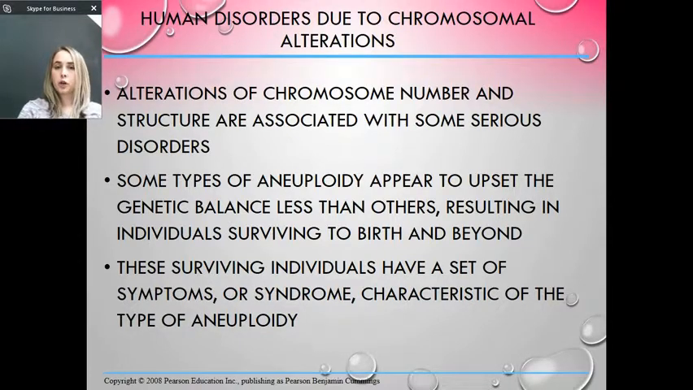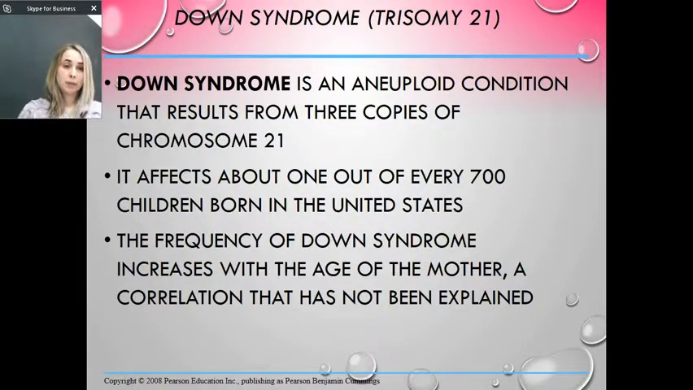So alterations of chromosome number and structure are associated with some serious disorders, and some types of aneuploidy appear to upset the genetic balance less than others, resulting in individuals surviving to birth and beyond. And these surviving individuals have a set of symptoms or a syndrome that's characteristic of their type of aneuploidy. And probably the most common one that almost everybody has heard of is Down syndrome.